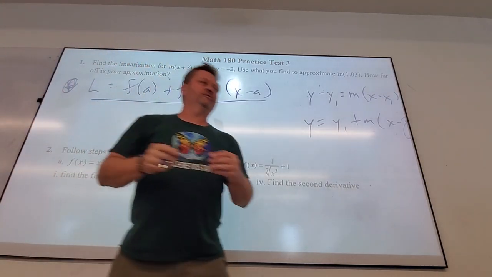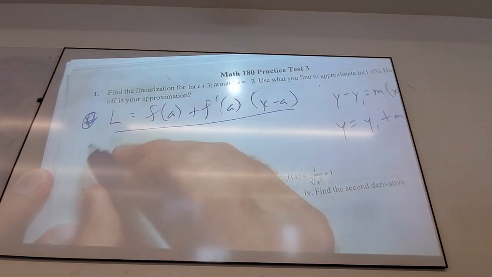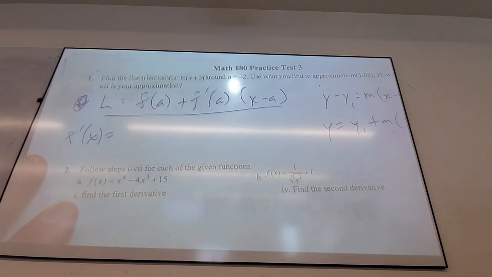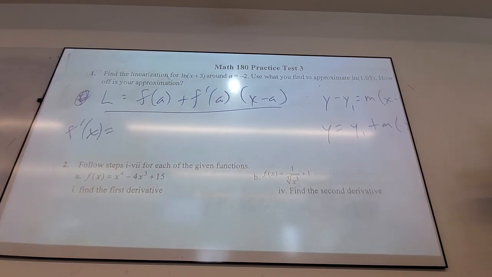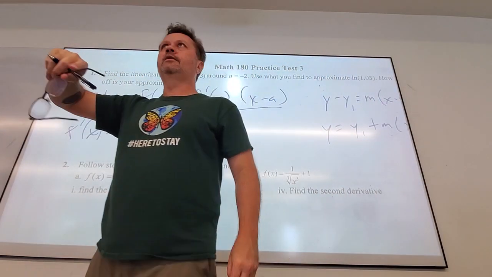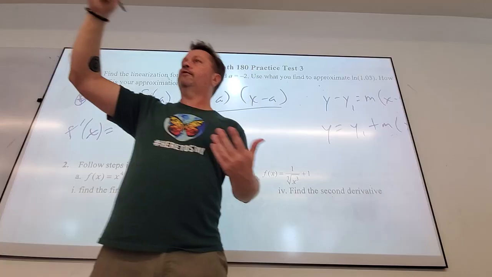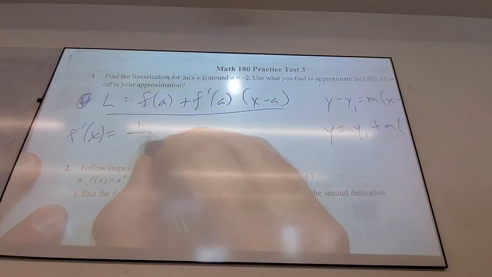What's the derivative of the function? 1 over x? No. What's the derivative of natural log of stuff? 1 over stuff times derivative of stuff, right? But the inside's derivative is 1, so it's just 1 over stuff. So f prime is this.